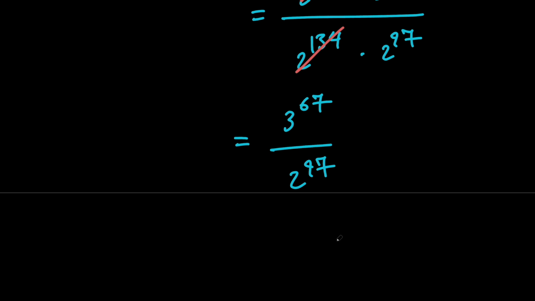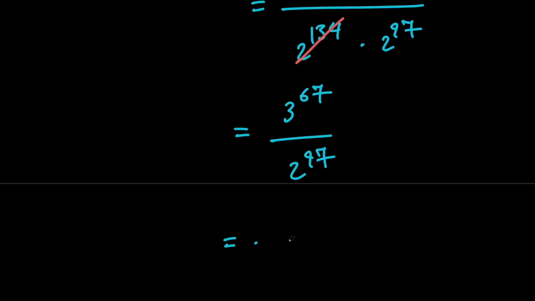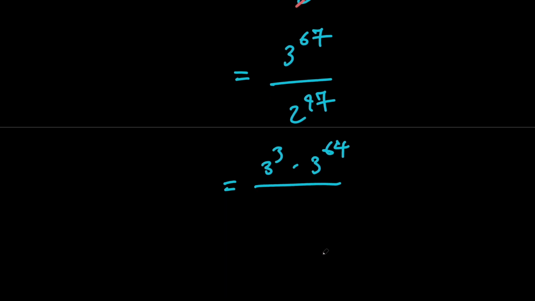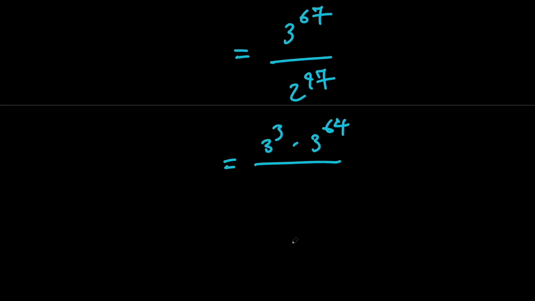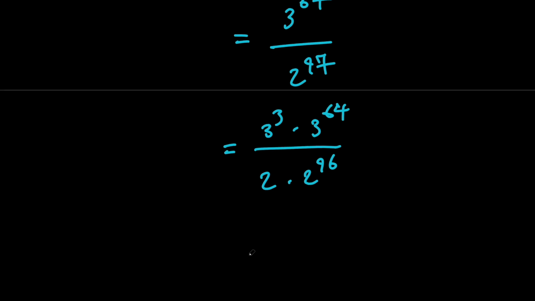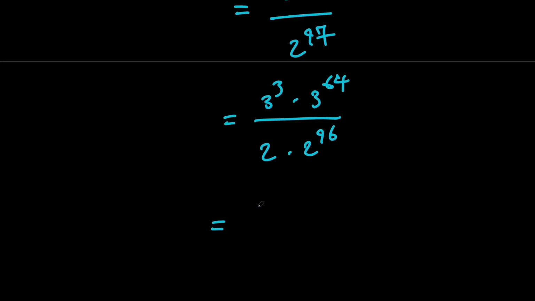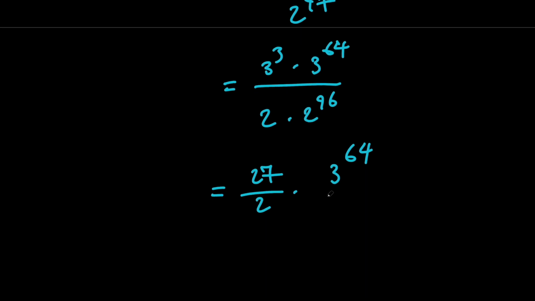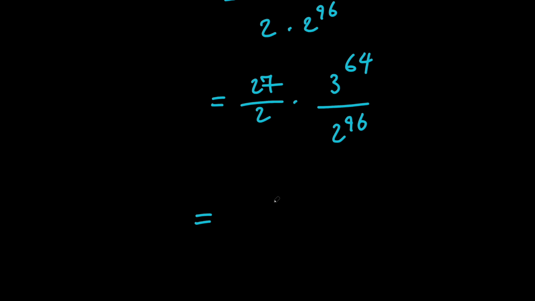Now notice that 3 to the power of 67 is just the same thing as 3 cubed times 3 to the power of 64, and 2 to the power of 97 is the same thing as 2 times 2 to the power of 96. So let's go ahead and separate these two fractions. So we're going to have 3 cubed, which is 27 over 2, times 3 to the power of 64 divided by 2 to the power of 96. Notice that 27 divided by 2 is 13.5.